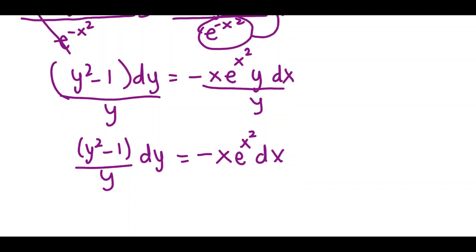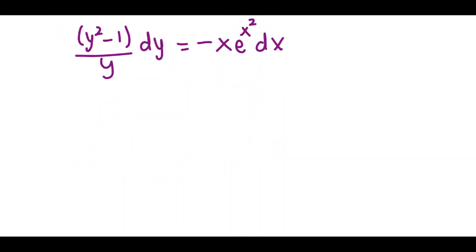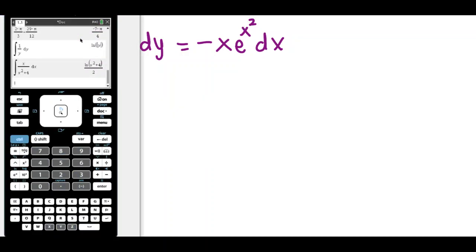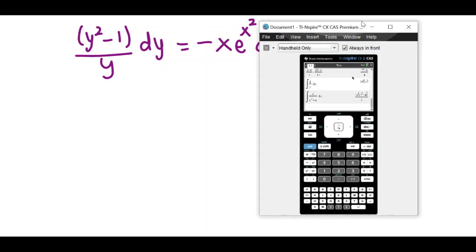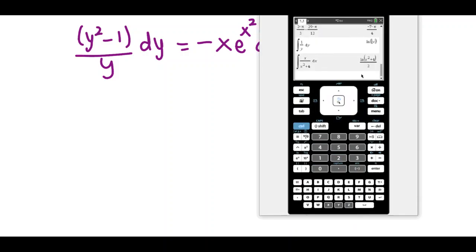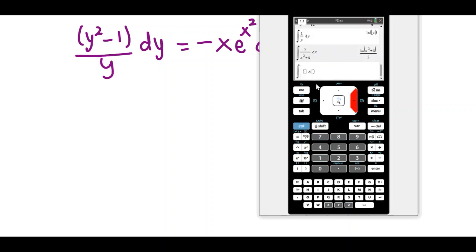Okay, I'm going to use the calculator to do this quicker. We're going to use the calculator to get those two integrals. We're going to integrate both sides to get rid of the dy and the dx. So I'm going to type each one in. Try to move my calculator over a little. So menu, calculus, integral, we have (y squared minus 1) over y, and this is with respect to y. So there's my left side.